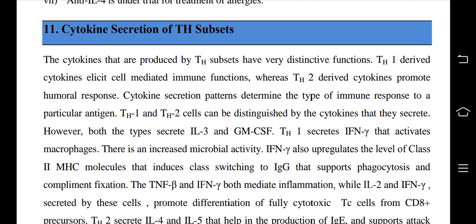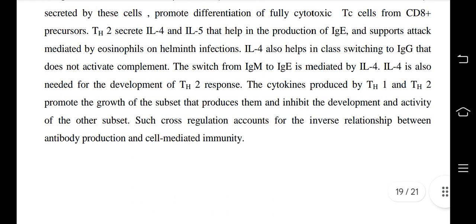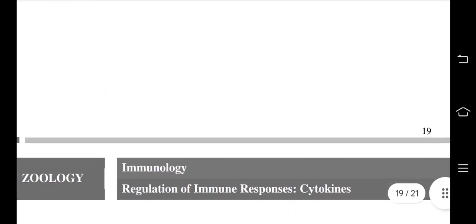Th2 secrete IL-4 and IL-5 that help in the production of IgE and support attack mediated by eosinophils on helminth infections. IL-4 also helps in class switching to IgG that does not activate complement. The switch from IgM to IgE is mediated by IL-4. IL-4 is also needed for the development of Th2 response. The cytokines produced by Th1 and Th2 promote the growth of the subset that produces them and inhibit the development and activity of the other subset. Such cross-regulation accounts for the inverse relationship between antibody production and cell-mediated immunity.